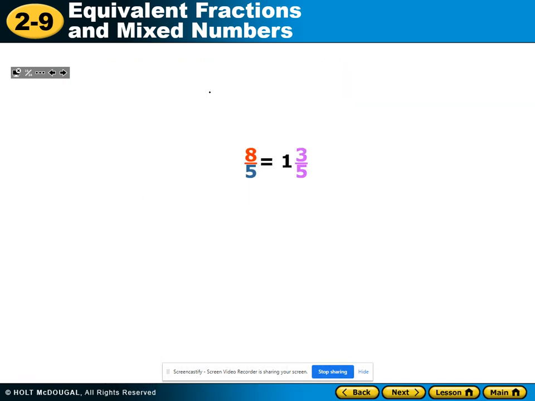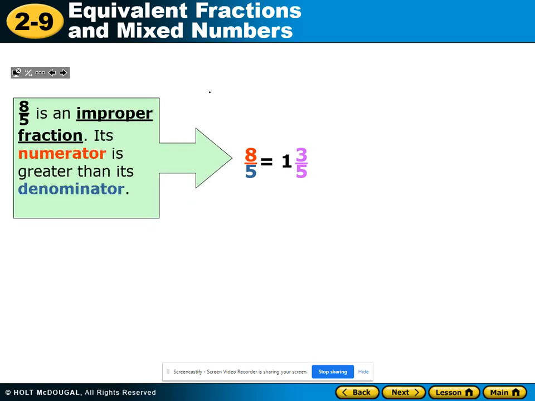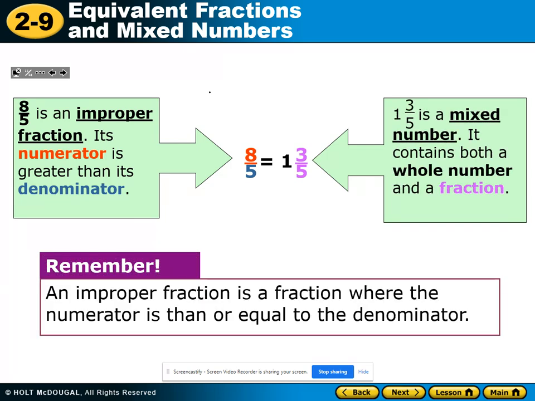So now we are going to see, is 8/5 equivalent to 1 3/5? They're telling us, yes, it is. But how did I get from one to the other? All right. 8/5 is an improper fraction. That means the numerator is bigger than the denominator. Okay? This is a mixed number, 1 3/5. It contains both a whole number, the 1, and a fraction, the 3/5. An improper fraction is a fraction where the numerator is more than or equal to the denominator.